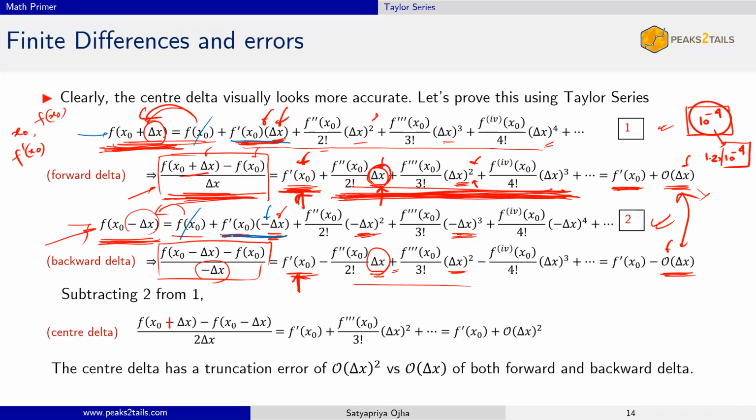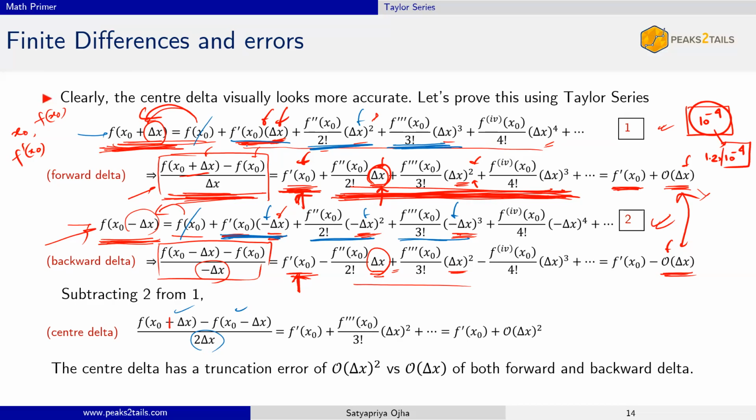So these two get cancelled. This will be doubled. This and this will again cancel, because positive delta x square and negative delta x square are the same thing. This will be double of that term, double of this delta x cube. So even terms will cancel out, odd terms will be doubled if I do the difference, okay? And then finally, you do the subtraction, then divide by 2 delta x.